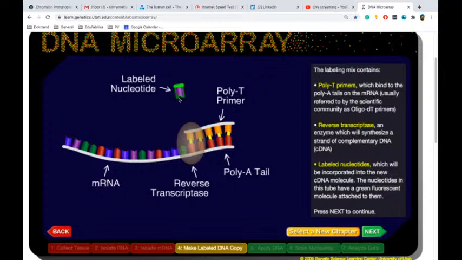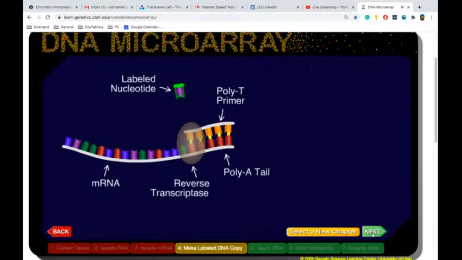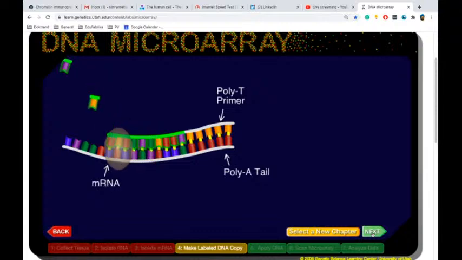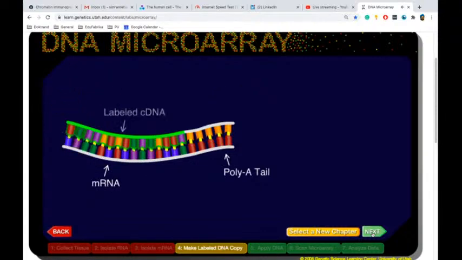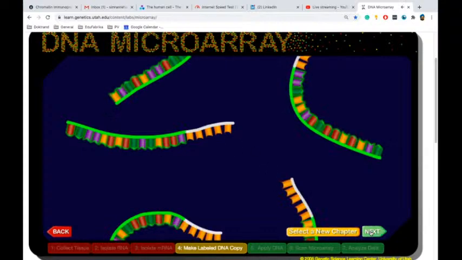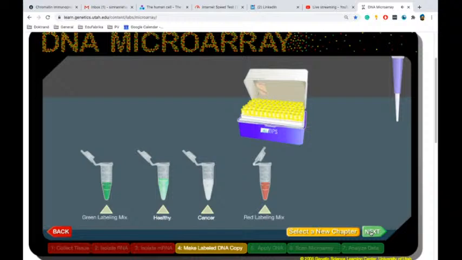And you have reverse transcriptase, an enzyme which will synthesize complementary DNA against your RNA. Then you have labeled nucleotides, which will be incorporated into the new complementary DNA molecules. These nucleotides have fluorescent molecules attached to them, so they will make complementary DNA which emits fluorescent light. Like this, your complementary DNA will be made with the help of reverse transcriptase. Your labeled cDNA is produced. And the same goes for the cancerous cells.